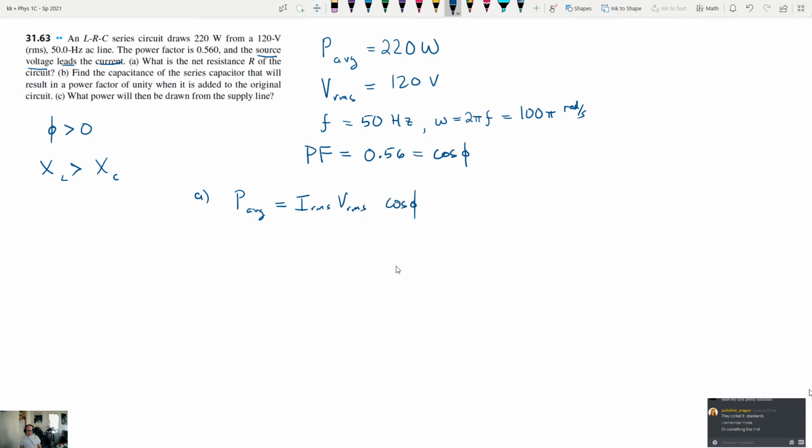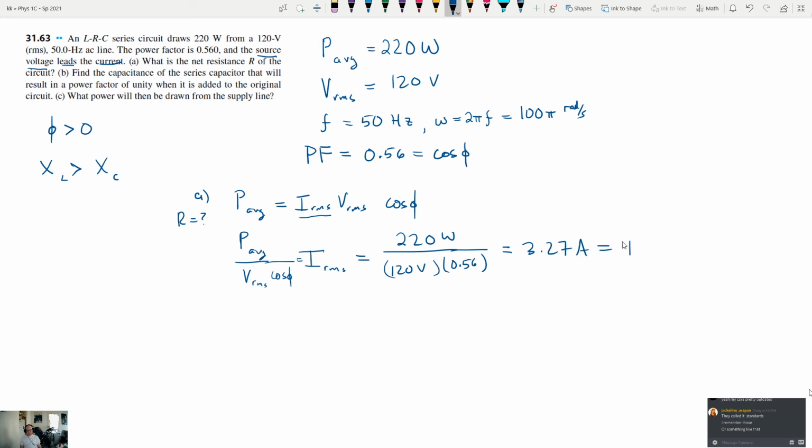Exactly. Now, our goal here is to find what R is, right? Part A, the question is, what is R equal to? This obviously doesn't have R in it, but we also have the ability with this one to calculate I RMS, because we know everything else. So let's just do that. If I do P average divided by V RMS, and then divide by cosine phi, this allows us to calculate I RMS. That's going to be equal to 220 over 120 times 0.56, which is 3.27 amps. Okay, we know the RMS current now.